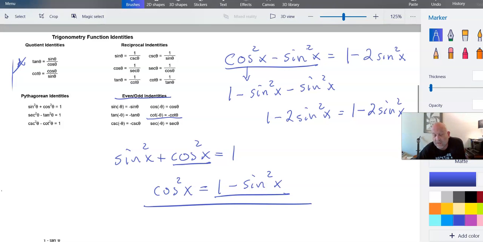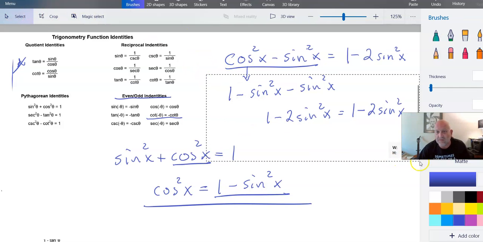Now, the other way we can approach this is by turning it into another identity that we already know. So you can be creative with these things. So let me go ahead and erase this.